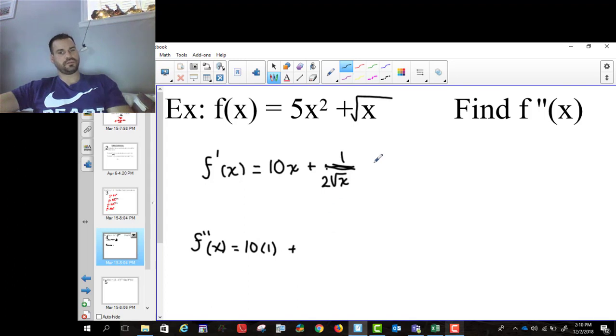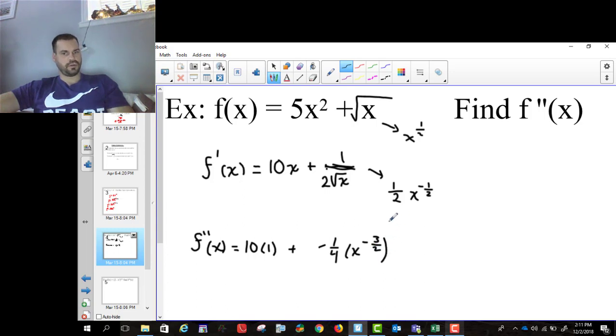Now this one gets a little weird, so I'm going to just take it over here for a sec. I'm going to write this as 1/2 x to the negative 1/2. Okay? And that comes from really the derivative of this being x to the 1/2. So bringing the 1/2 down and subtracting 1 gets me to there. So to take the derivative of that, I'm going to bring the 1/2 down again. So I'm going to get minus 1/4. Okay. And then I'm going to subtract 1 from the power.